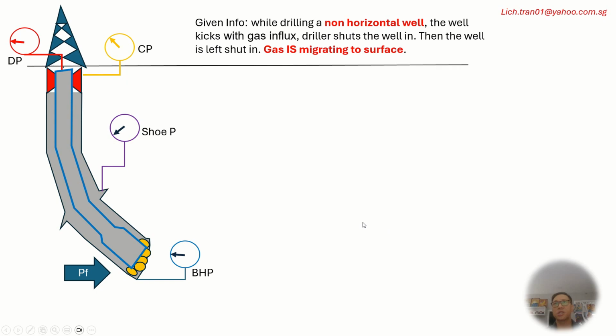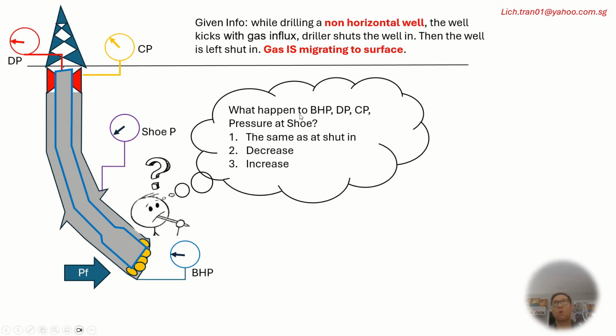All right, so the question they ask you is, what will happen to all 4 pressures? Drill pipe pressure, casing pressure, shoe pressure, and bottom hole pressure. Will they be staying the same? Will they be increasing or will they be decreasing?